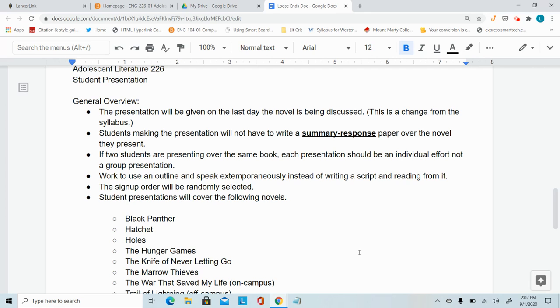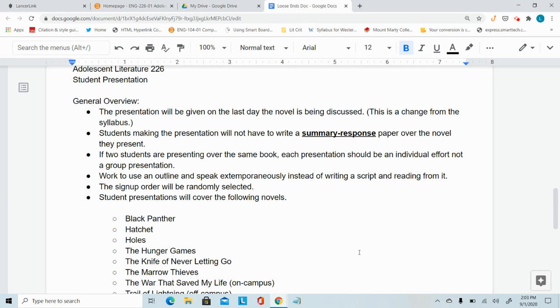Previously, my idea was, and what I had done last time I taught this class, was have students preview the book, and then I filled in all the gaps that they missed. That presentation was done on the first day of the novel being discussed. This year, I think we're just going to do things a little bit differently, and we're going to do it on the last day the novel is being discussed, and I'll talk about the details there.